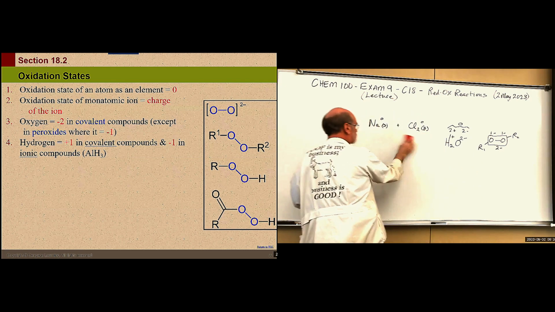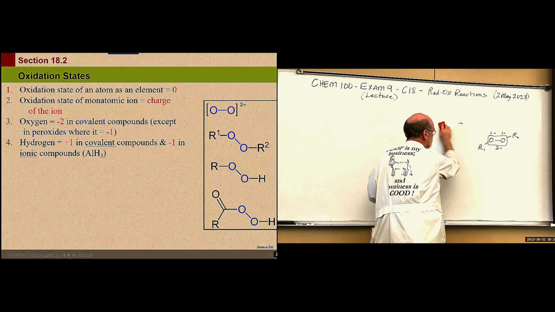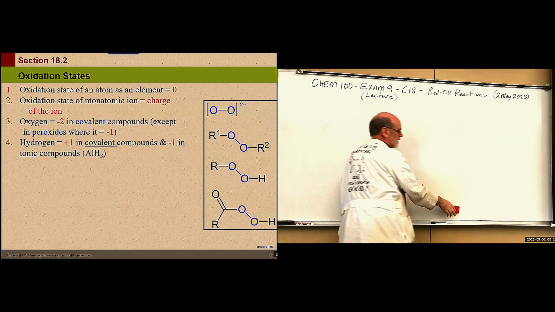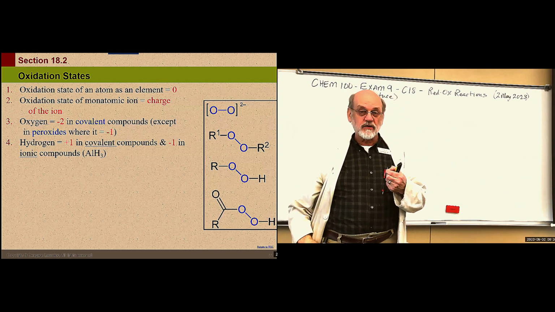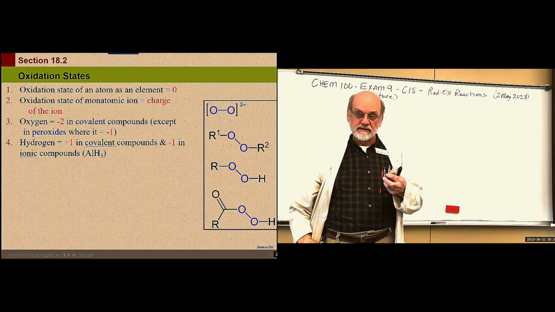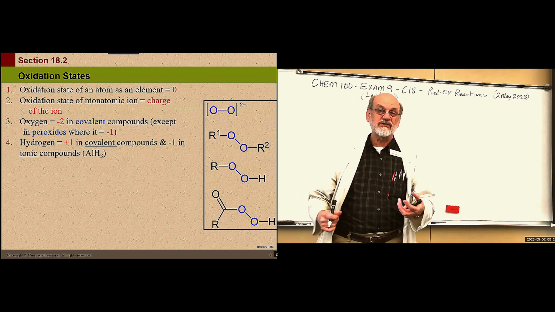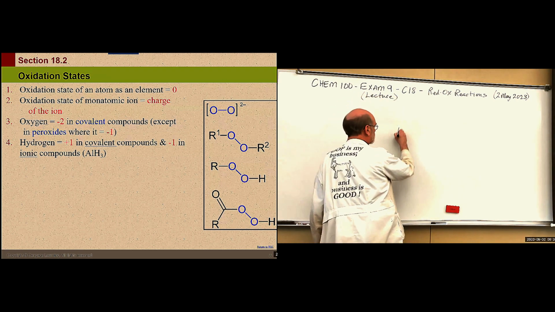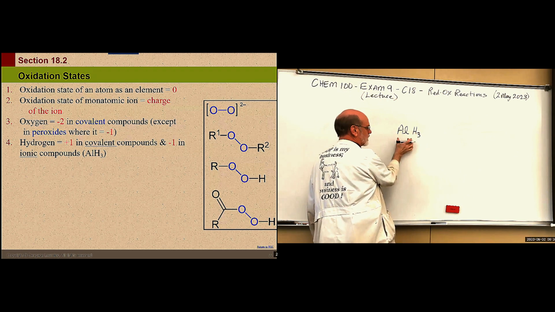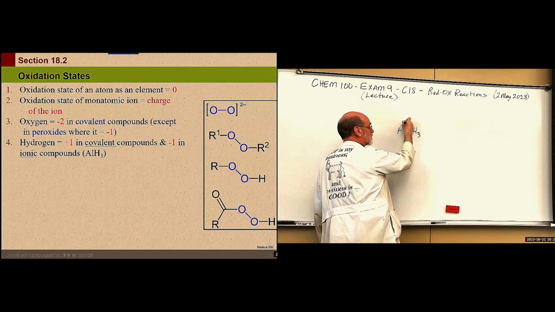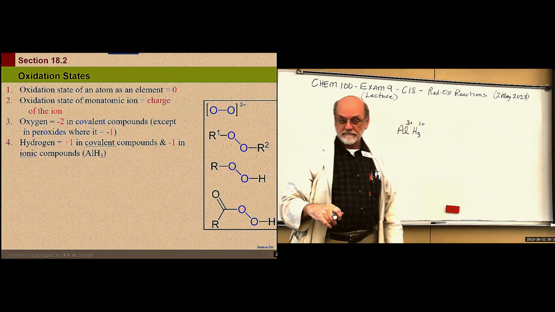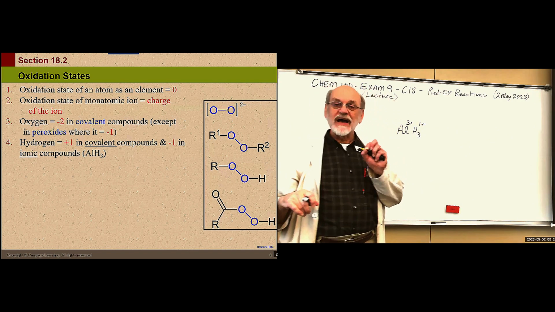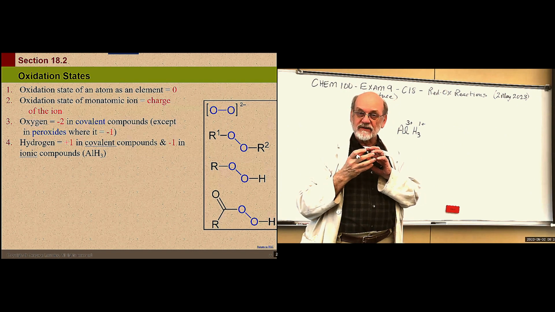Now, the exception to that one is when hydrogen is bound to a metal. When hydrogen is bound to a metal, the metal wants to give up an electron more easily than hydrogen does. So hydrogen is obligated to accept that charge or that oxidation condition. Our example there is aluminum hydride. So here we have a metal with hydrogen. In this case, aluminum is a 3 plus. That means each one of these hydrogens has to be a 1 minus. But when hydrogen is combined with the nonmetals, it's in a covalent compound and it's always a plus 1.